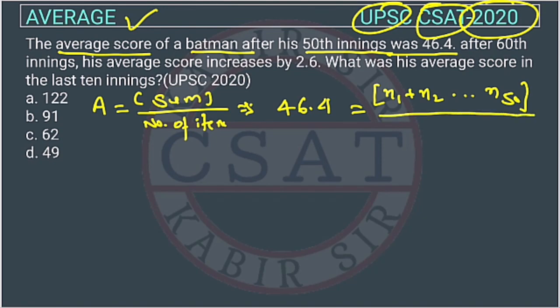See, I am explaining this in detail so that every student can understand, and the students who know the basics should also focus on this, because in the exam the examiner tries to confuse you in the basics itself. So in UPSC you won't get questions that check your calculation or speed. Here they want to check your basic understanding. So this will be 50, and N1 plus N2 till N50 will be 46.4 into 50.